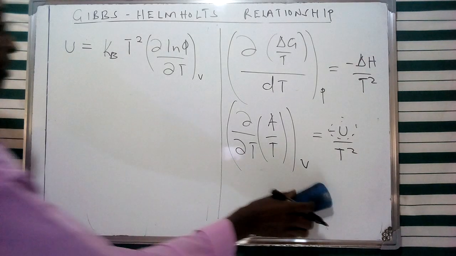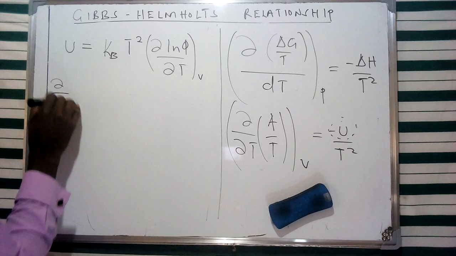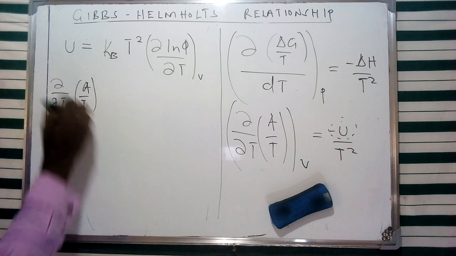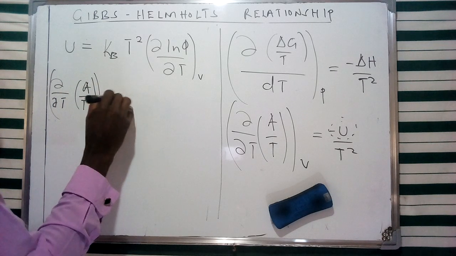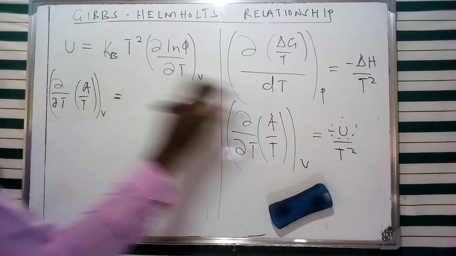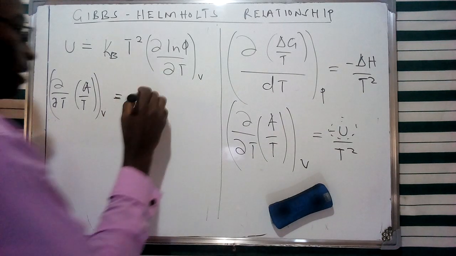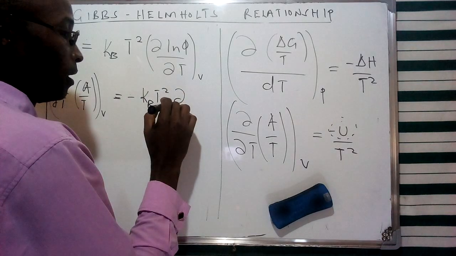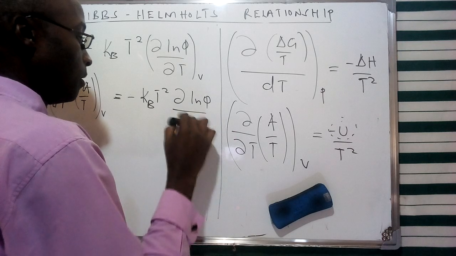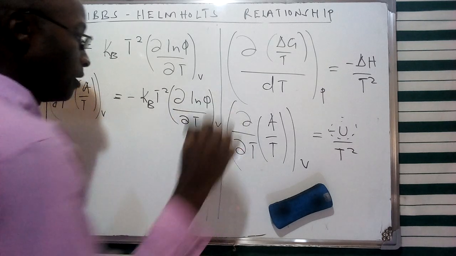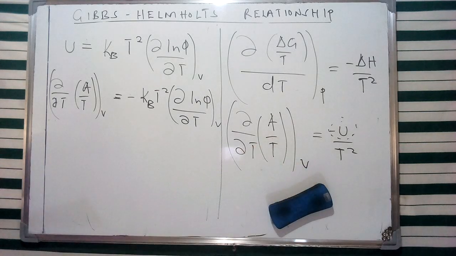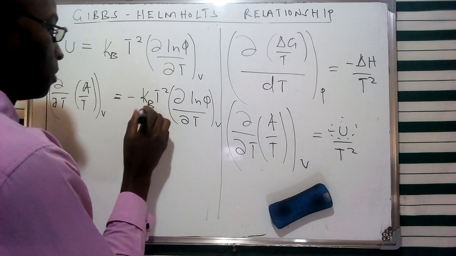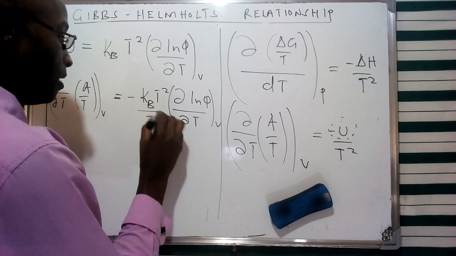Just to use this space. So I'm going to have the partial derivative with respect to temperature of the Helmholtz energy over T, under constant volume, given as, after a substitution, negative k_B T squared times the partial derivative of the natural logarithm of Q with respect to temperature under constant volume. And of course, this is multiplied by 1 over T squared.